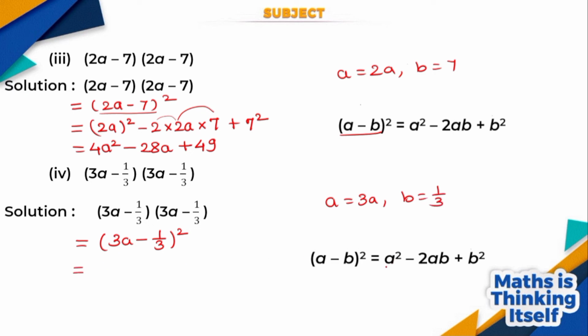Here in place of a we have to put 3a whole square minus 2 times of 3a multiplied by b which is 1 upon 3 plus 1 upon 3 whole square. 3 square is 9, a square is a square, minus 2 into 3 is 6 and 6 into 1 upon 3 you get 2. You have to simply solve, 3 ones are 3, 3 ones are 3 and you get 2 times of a in that way also. So 2a plus 1 upon 3 whole square.